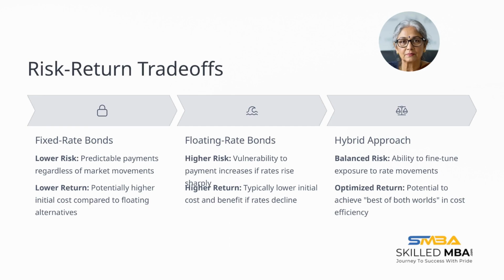Fixed-rate bonds offer predictable payments, minimizing risk, but often at a higher initial cost. In contrast, floating-rate bonds present higher risk due to potential payment increases, but can offer lower initial costs and benefits if rates fall. A hybrid approach balances these, allowing for fine-tuned exposure and optimized returns, achieving cost efficiency.